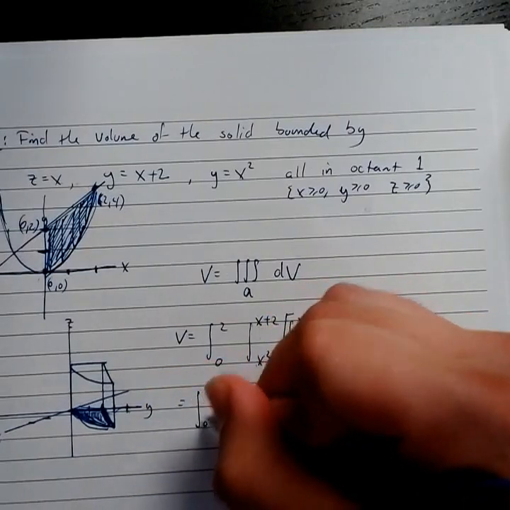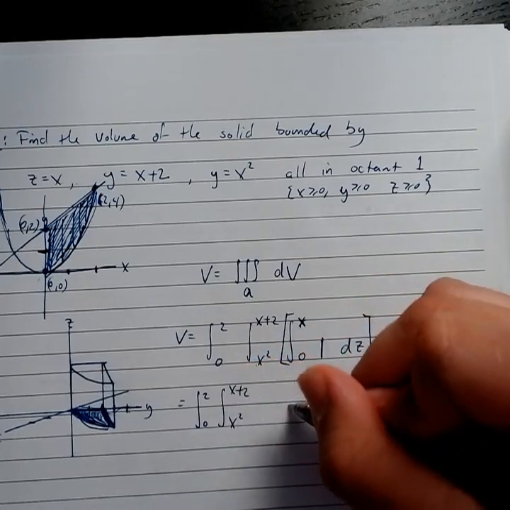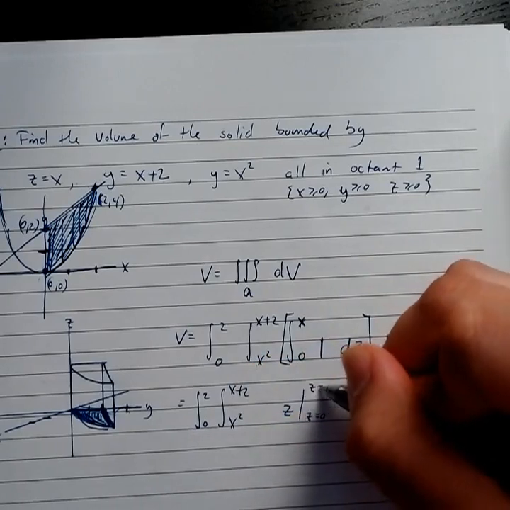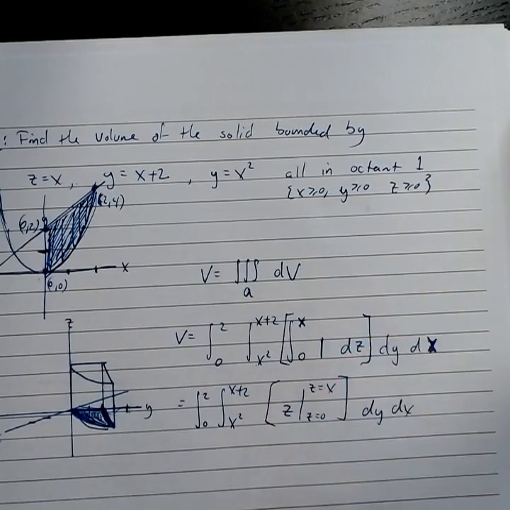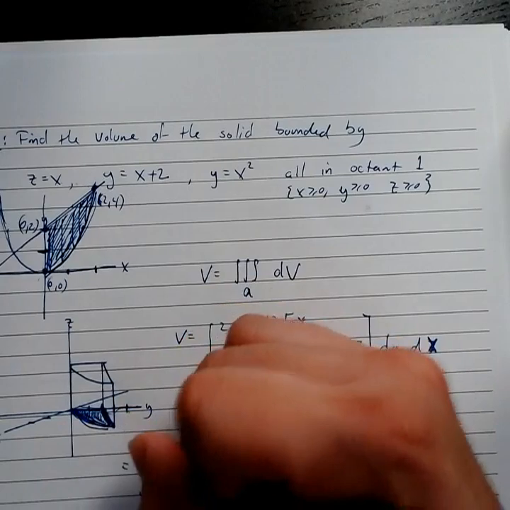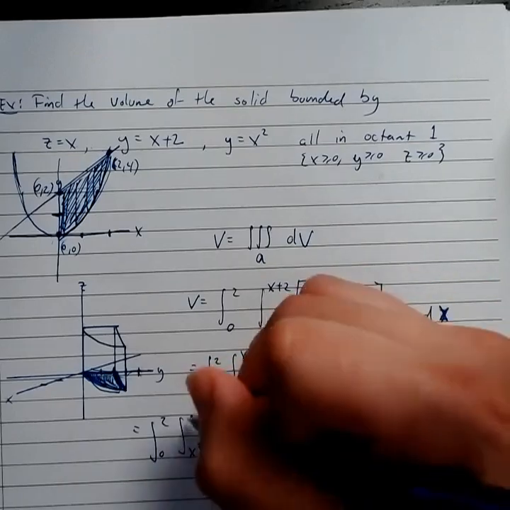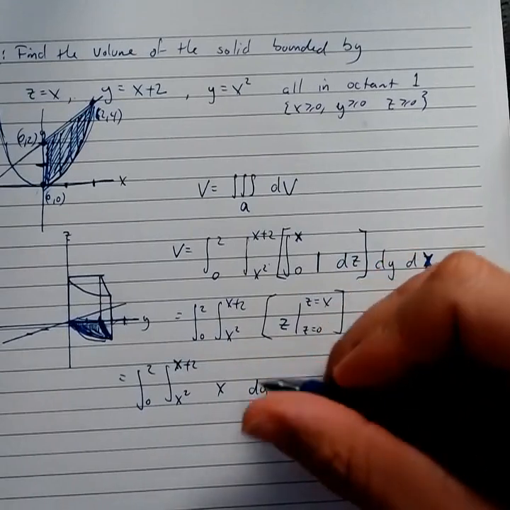So here, that's going to be the integral from 0 to 2 of the integral of x squared up to x plus 2 of z evaluated from where z is equal to 0 up to where z is equal to x, dy dx. Just like that. But now if I evaluate this, that's just x, and here that would be 0. So we don't worry about that one. And we're simply left with the integral from 0 to 2 of the integral from x squared up to x plus 2 of x dy dx.